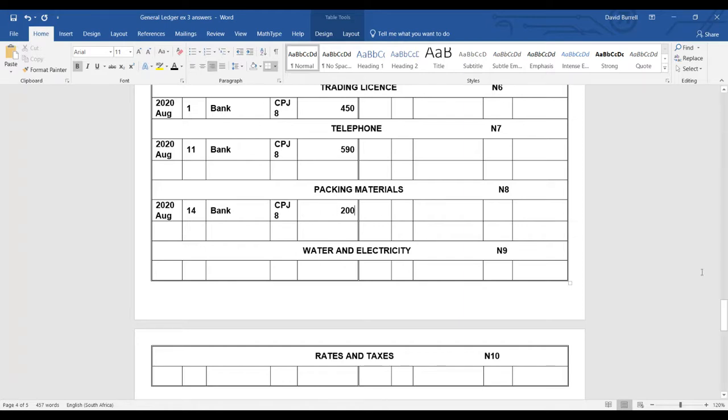Okay, and then there's the water and electricity transaction on the 20th. So yeah, all of them debits other than bank itself. Water and electricity transaction was on the 20th. So it'll say bank, maybe CPJ8, and then the amount is 840 for water and electricity. So hopefully you're following in your workbook. That's the second last transaction in the cash payments journal.